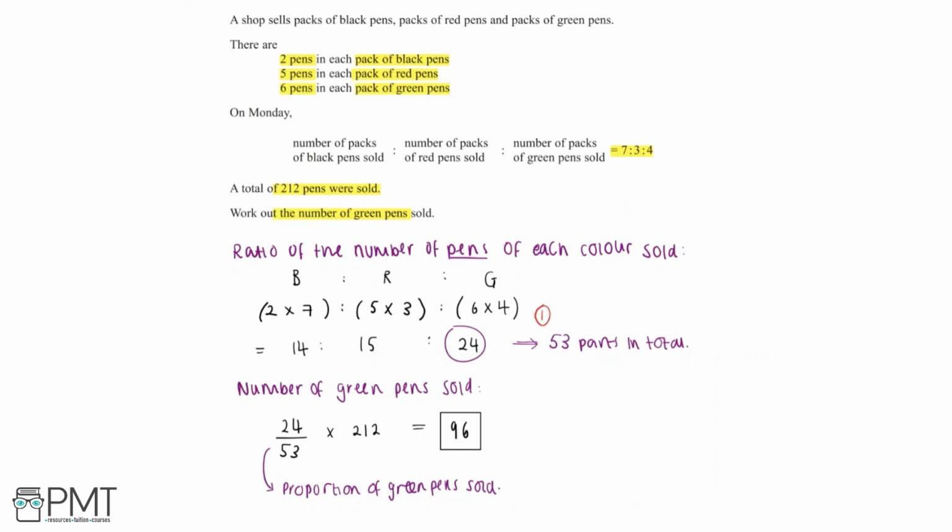We get the second mark for finding the proportion of green pens sold, which is equal to 24 over 53. We get the third mark for a process to find the number of green pens sold by doing this proportion multiplied by the total of 212. And the fourth and final mark is for getting the correct final answer that the number of green pens sold is equal to 96, allowing us to achieve the full 4 marks needed in this question.